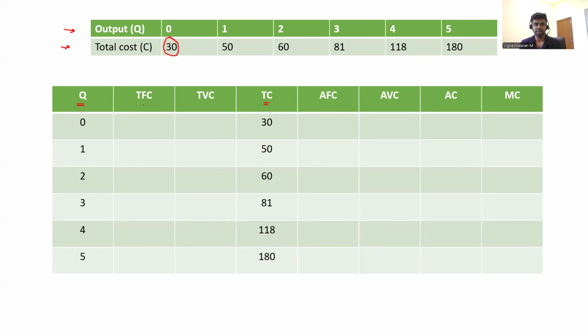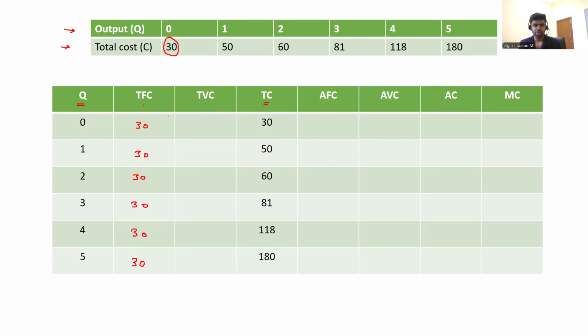So 30 is the fixed cost. Okay. So 30 fixed cost is same for all the things. So in this column, I am going to write 30 for all the things. 30, 30, 30, 30, 30, and 30. Okay. So next one is total variable cost.